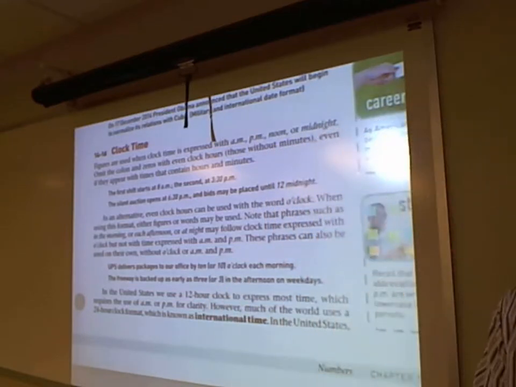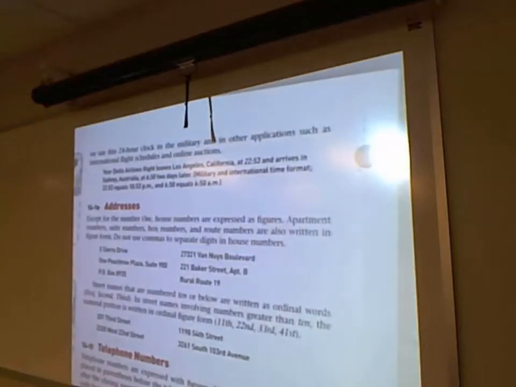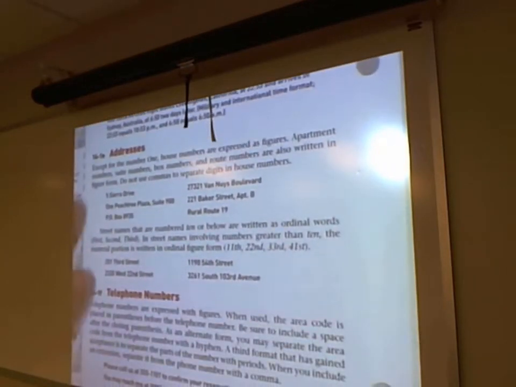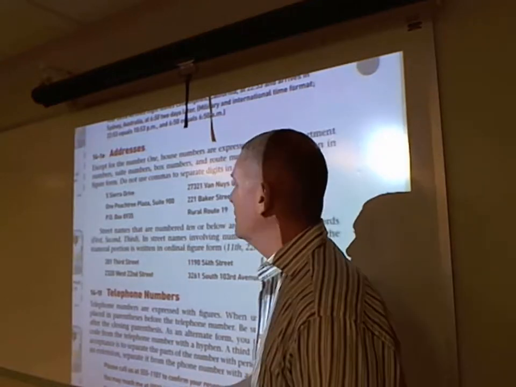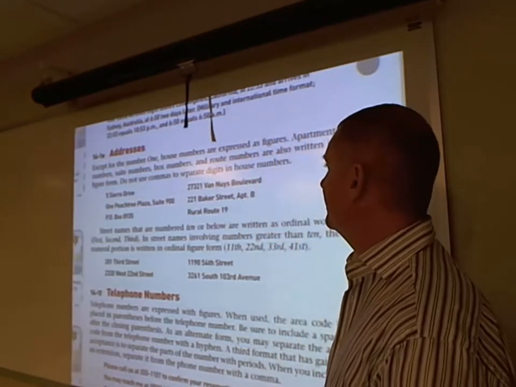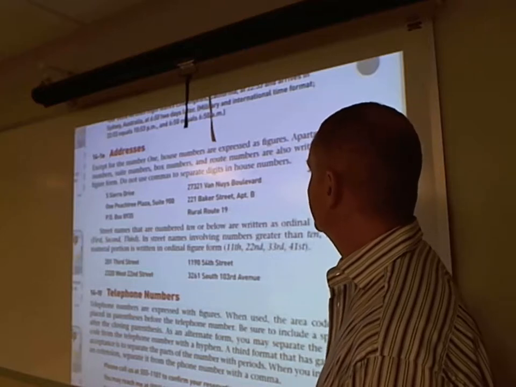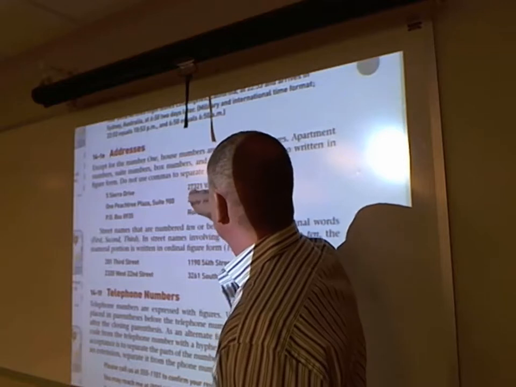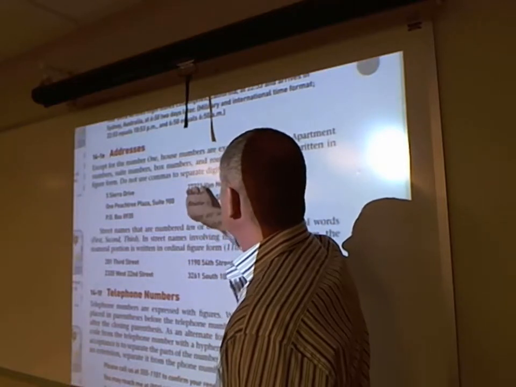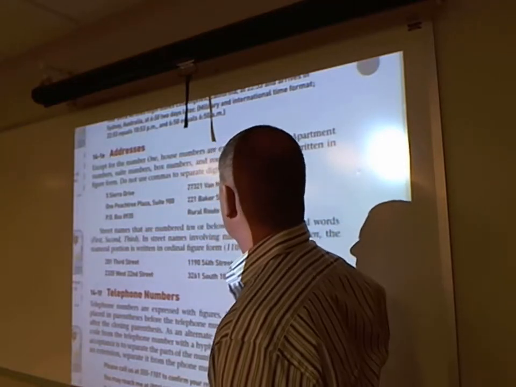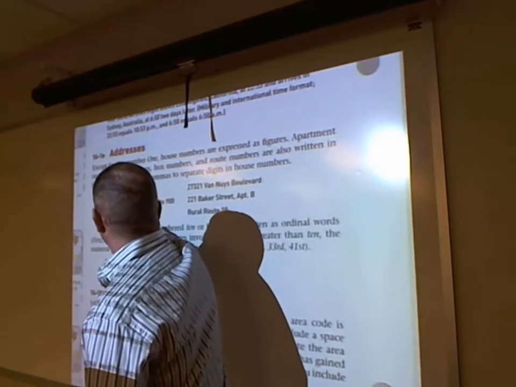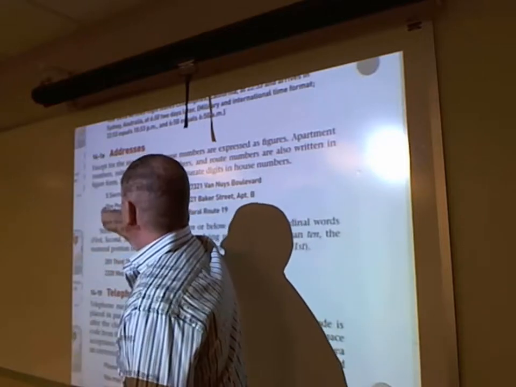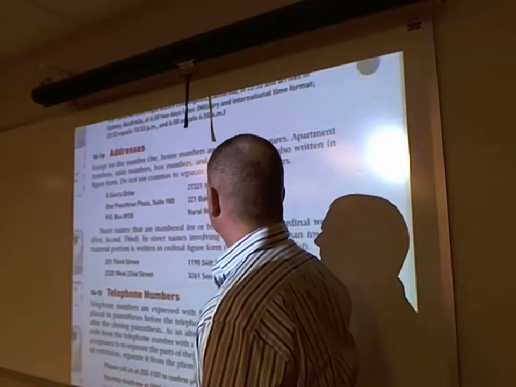And then addresses. All numbers above 1 are written as figures. So they have 27321 Van Nuys Boulevard. The number that comes before the street, it's above 1, so it's a figure. 5 is above 1, so it is a figure, 5 Sierra Drive. But 1, only 1, is written out as a word. 221 Baker Street, Post Office Box 8935, Rural Route 19, all of those are figures.